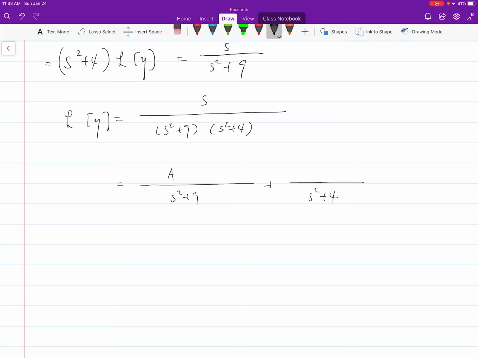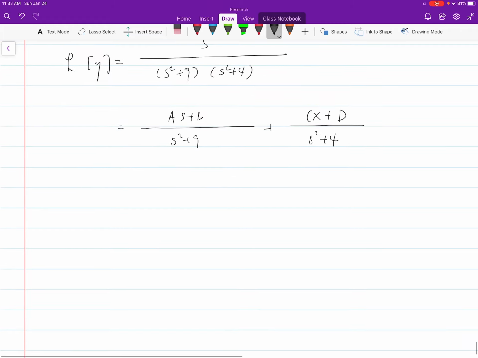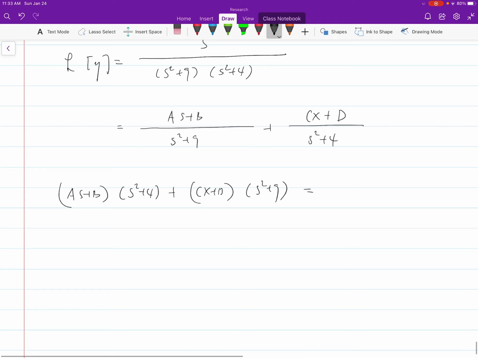We use A, B, C, D: (As + B)/(s² + 4) + (Cs + D)/(s² + 9). Somehow, if we pick the constants A, B, C, D, we should get s on the top.